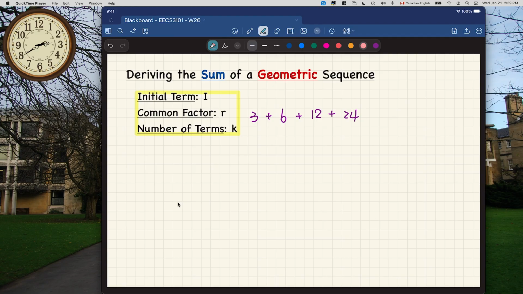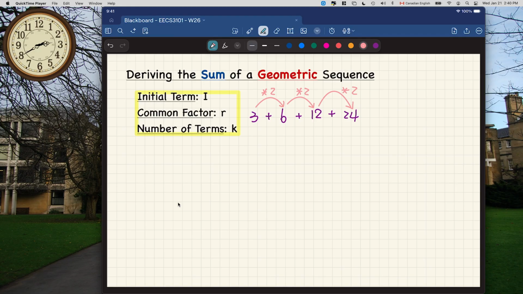of adjacent numbers is related, from 3 to 6 it's multiplied by 2. Also from 6 to 12, multiplied by 2. Also from 12 to 24, multiplied by 2. Right? That's obvious. Of course, depending on the pattern, you have to identify it yourself.